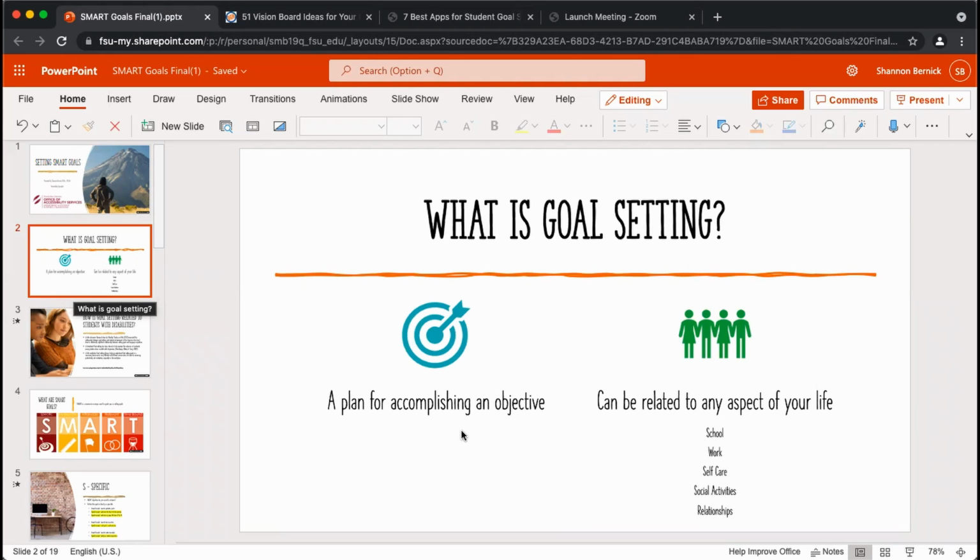It can be related to any aspect of your life. Of course, we'll focus today on several examples related to school, but you can also use this in your workplace for employment. You can use it for self-care, and it also is oftentimes a big piece of therapy. It can also be used for social activities, and of course, you can also use it within your relationships. And while we're focused on goals today that are related to school, we will talk about samples in each of those categories so that you can apply them in multiple facets of your life.